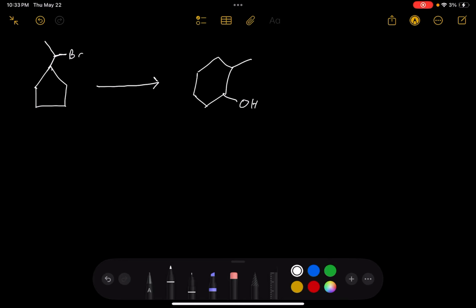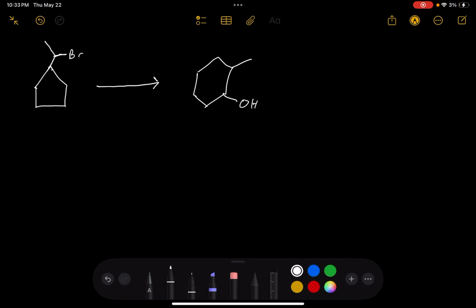Hello, welcome. So this mechanism is unique because it tells you the product. So you need to get to this product. And if you look over here, it turns from a pentane into a cyclohexane. That means that there needs to be some carbon bonds moving around, right?